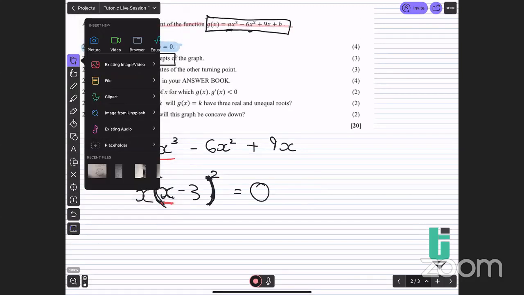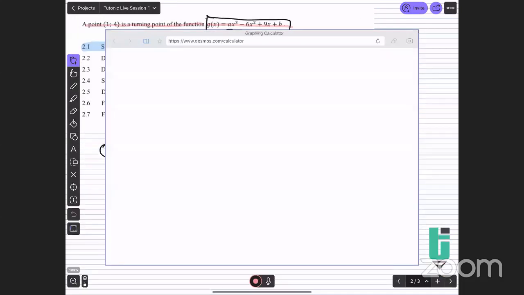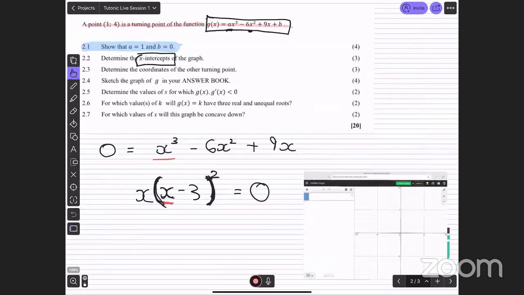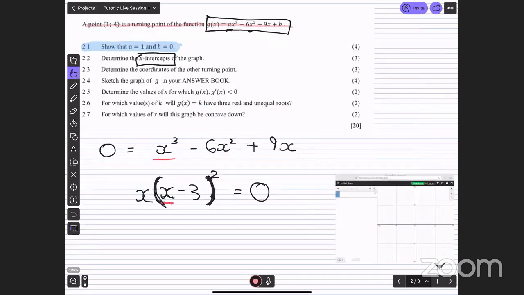What's the other turning point? It will be the same. What do you mean, the same as what? So basically, like you said, it's the bounce point. So the bounce point means that the x will be 3. Yes, yes. So do you see how you don't actually have to work it out?